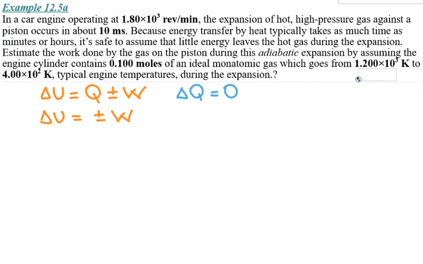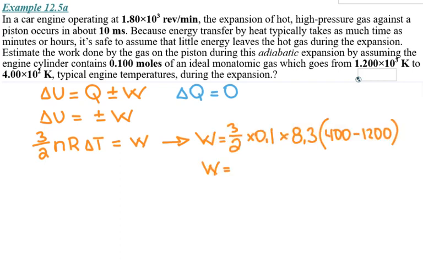So from here, in order to calculate the work done by the gas on the piston, I can say that delta U is 3/2 n R delta T. So that's 3/2 n R delta T, and that is equal to work. So I can plug in the numbers, and I have the work is equal to negative 996 joules.